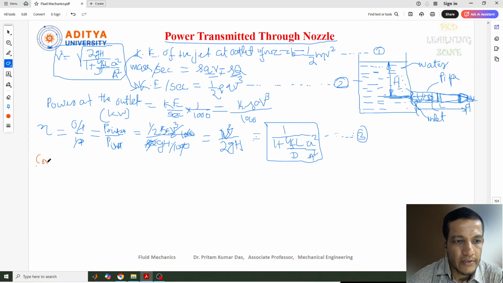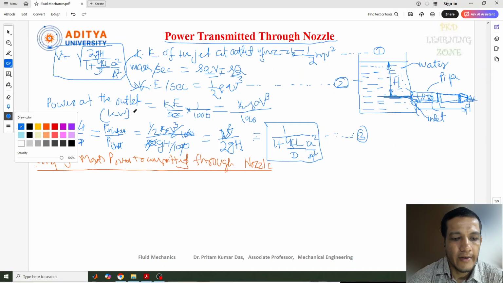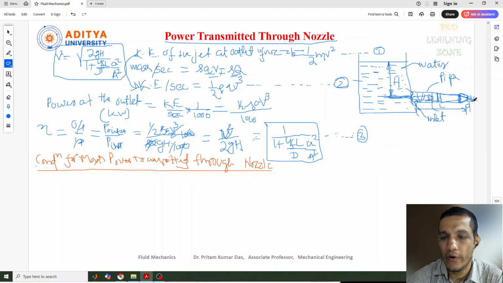What is the condition for maximum power transmitted through the nozzle? To identify this, we need to see what is the head at this inlet point, what is the head at this outlet point, and what is the loss of head during this pipe flow.